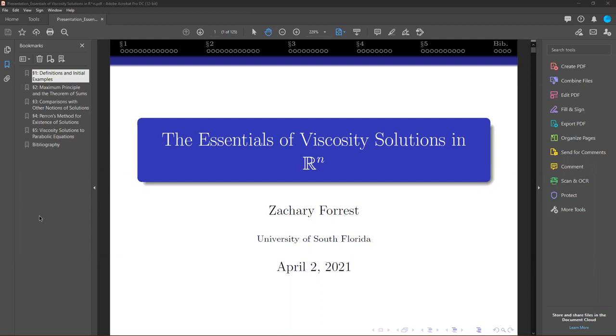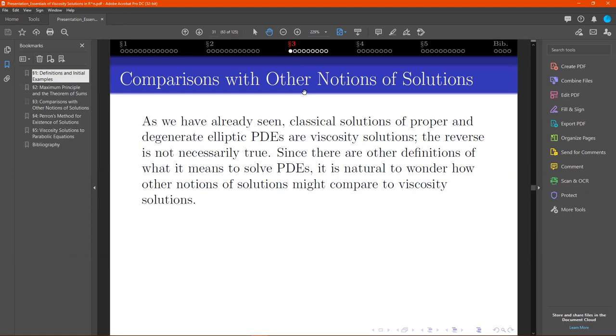And let's see, it looks to me like it's time for me to go ahead and navigate to section three, and then go to presentation mode.